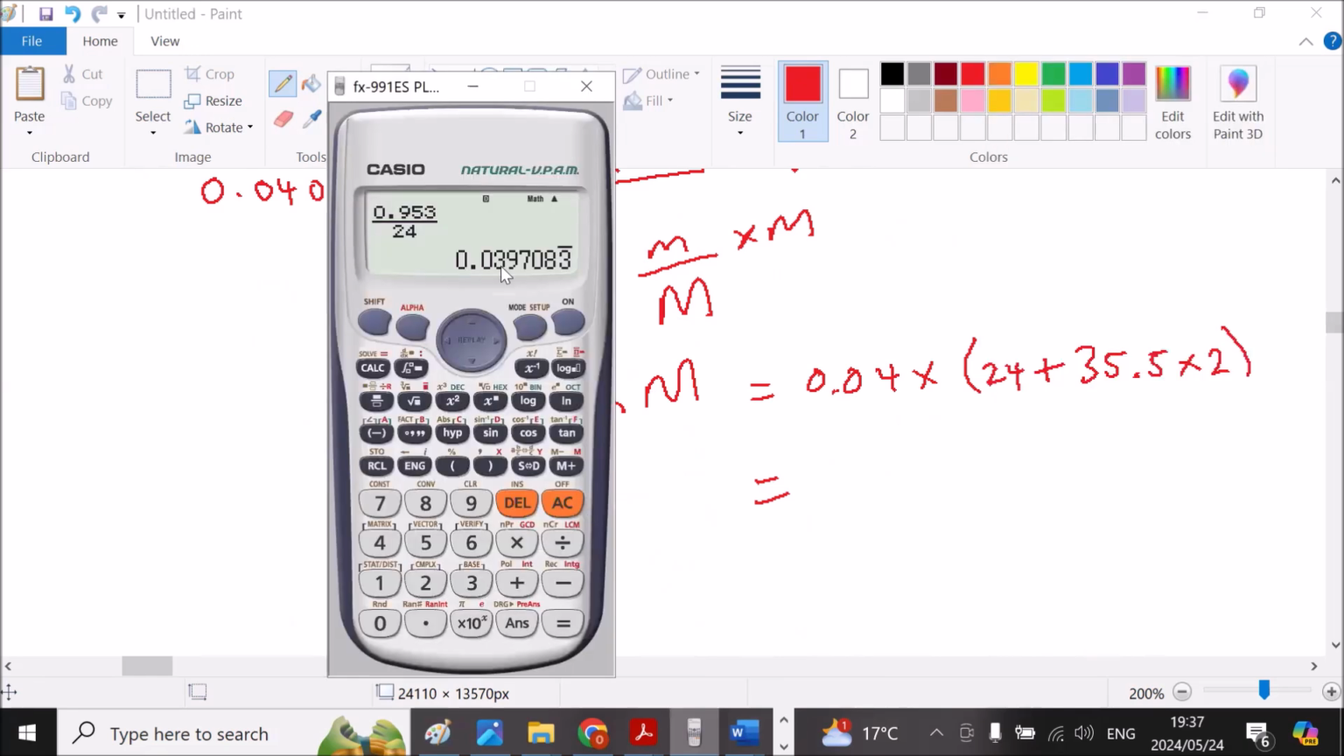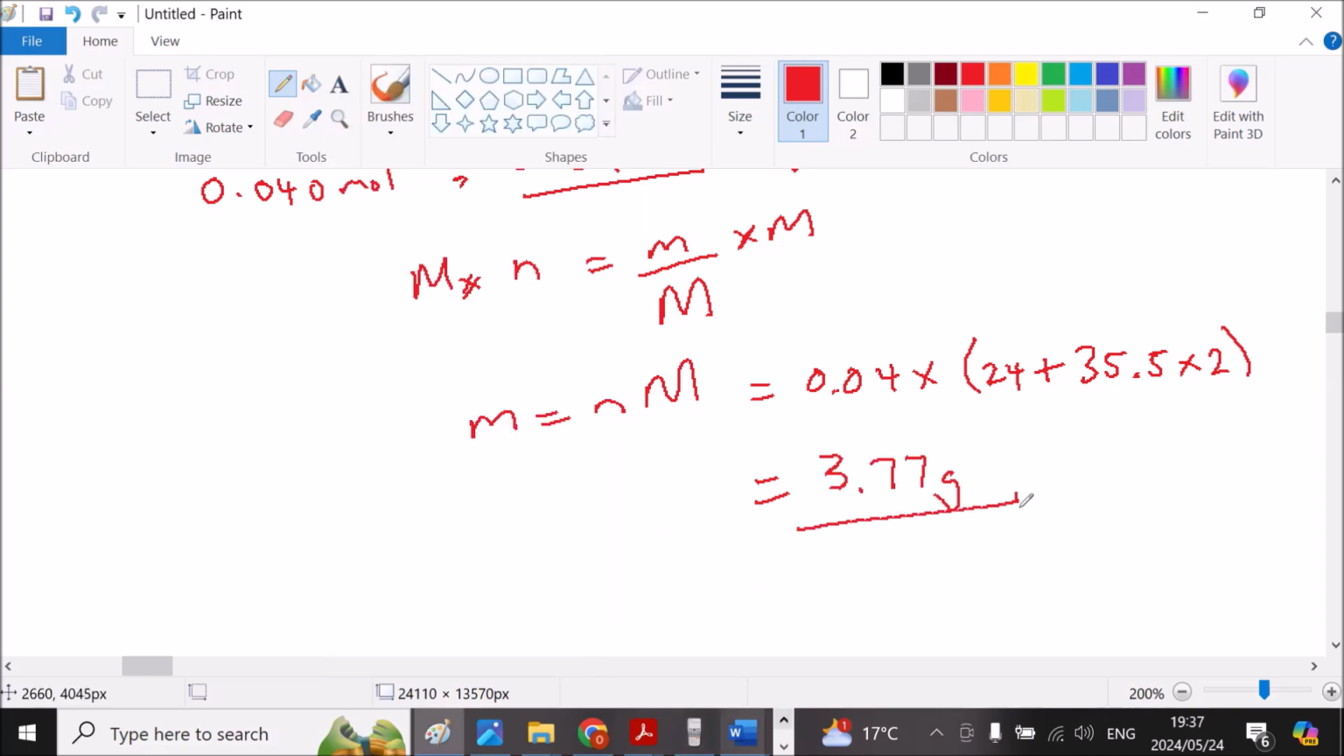This is our previous answer, 0.04 rounded off. So we'll just multiply by 24 plus 35.5 times 2, which is 3.77 grams. And that is our answer.